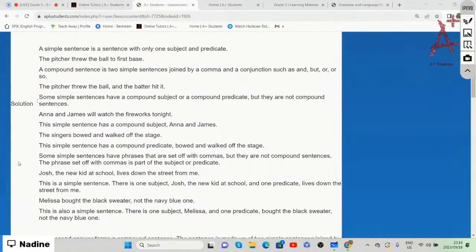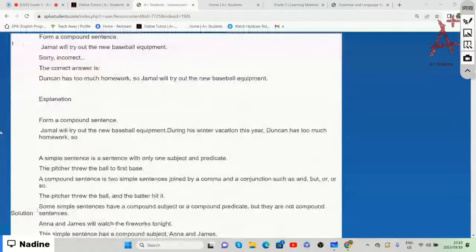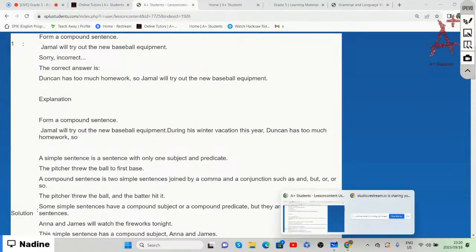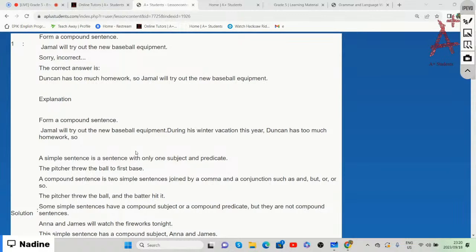All right. Okay, so now we're going to form compound sentences, because remember, our lesson says create compound sentences. So Jamal will try out the new baseball equipment. If we form compound sentences, then we need to use two simple sentences, and then we are going to join them by a coordinating conjunction, and that is how we are forming compound sentences.